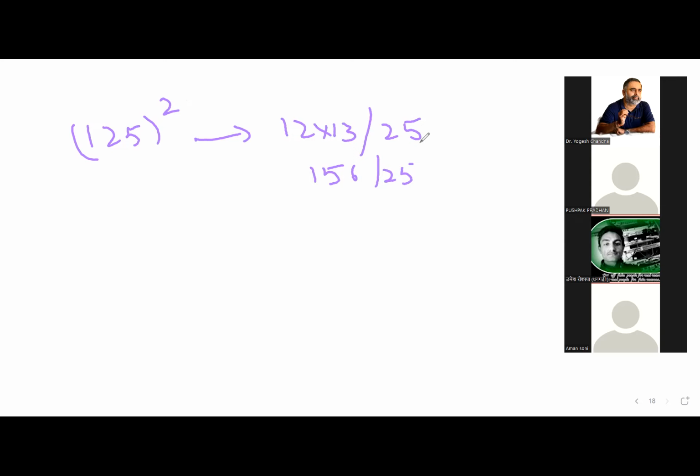Yes, others? Right. 15625. 154. Sir, 15625. Why did it take so long, Aman? Sorry, sir. 13, 39, 169, 18225. 18225.